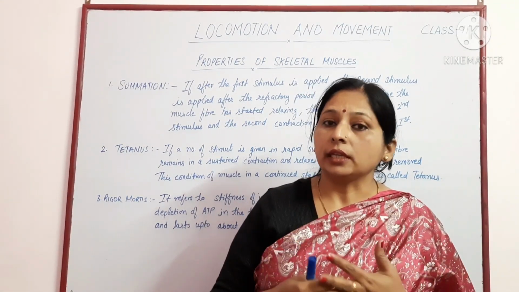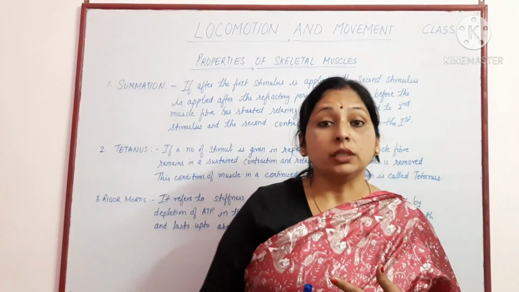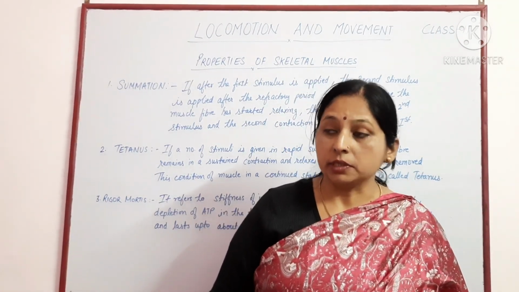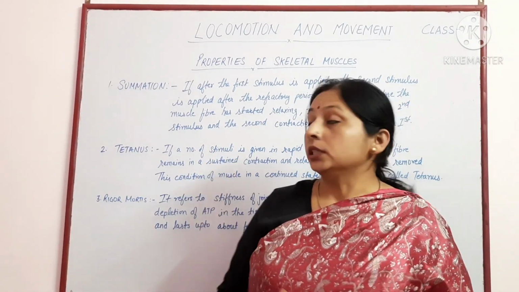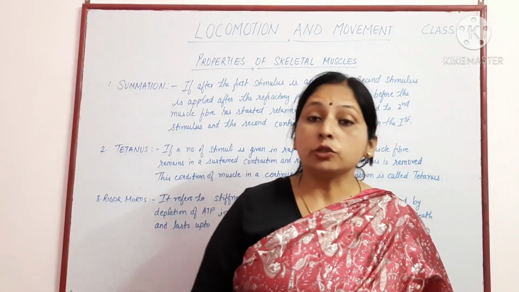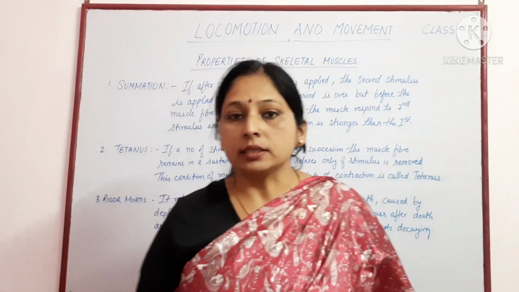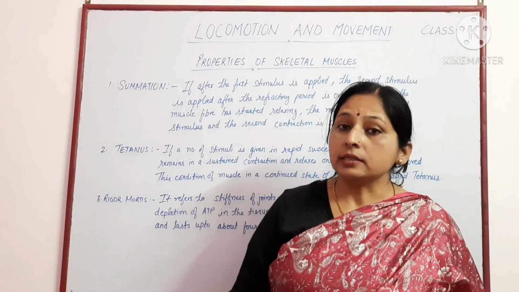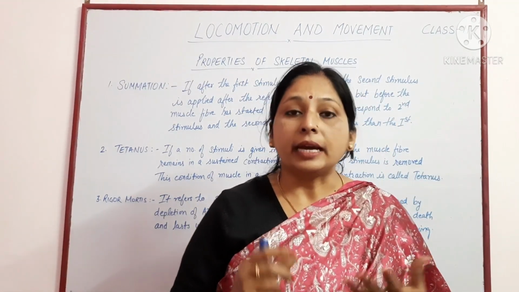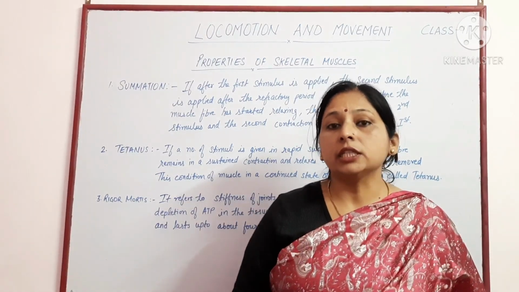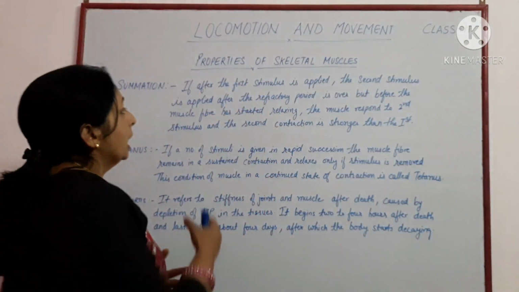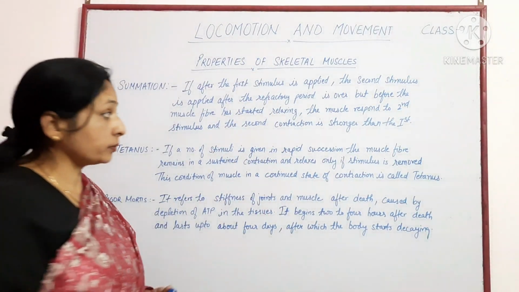So all these things we'll study, and one more topic we'll cover today is the difference between red and white muscle fibers. So let's start with first the properties of muscles. In the ISC syllabus it is summation, tetanus and rigor mortis. These three properties are mentioned, and you have to study the definitions of these three properties. So let's start with the first property, summation.